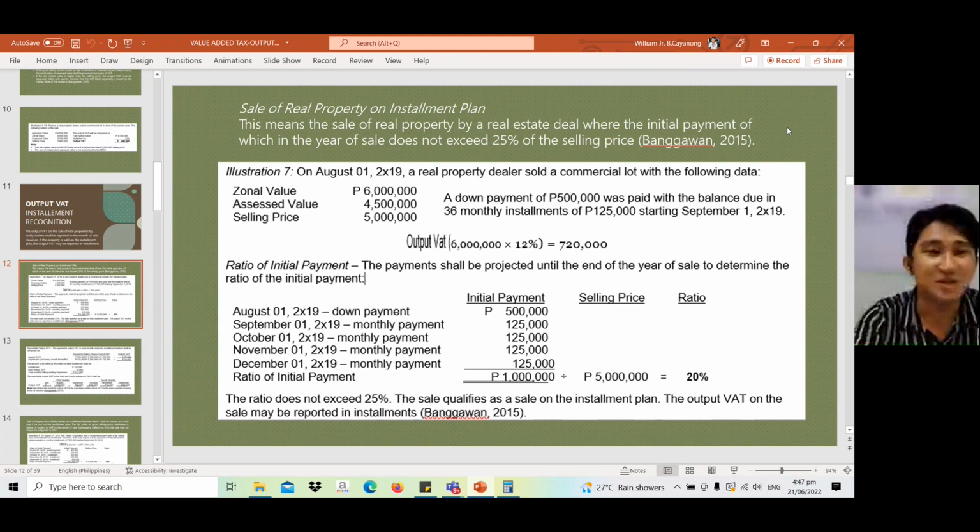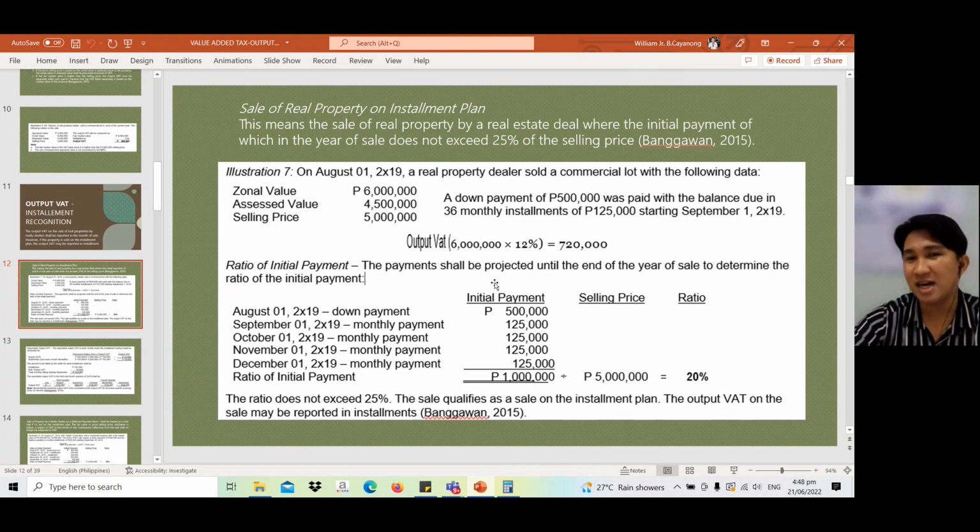So, here we have illustration number 7. So, on August 1, 2019, a real property dealer sold a commercial lot with the following data: zonal value, assessed value, and selling price. May down payment po siyang 500,000 na na-paid po, no? And with the balance due in 36 monthly installments of 125,000 starting September. So ang inaalam po natin dito is kung pwede po ba siya or applicable pa po ba ang installment recognition of the VAT here.